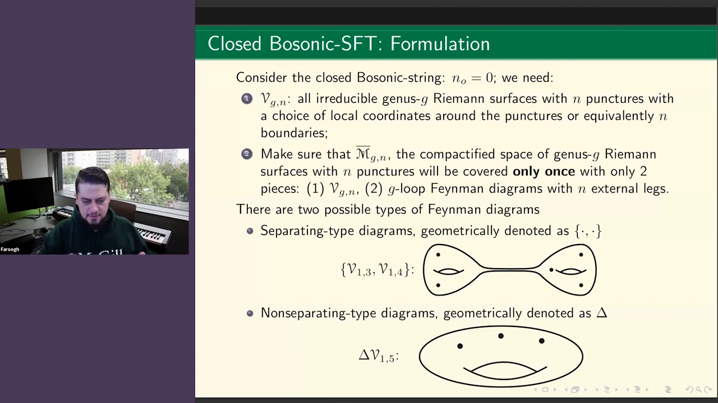And there is this long tube that can be interpreted as a propagator of the theory. And also there's non-separating type diagrams, which you basically do a gluing on the same surface. You take two punctures on the same surface and glue them. And again, this long tube can be interpreted as propagators.